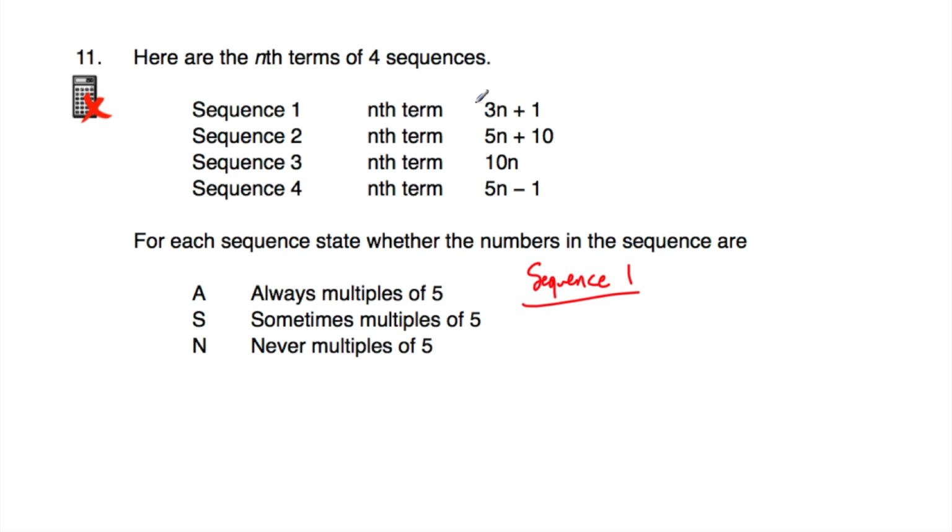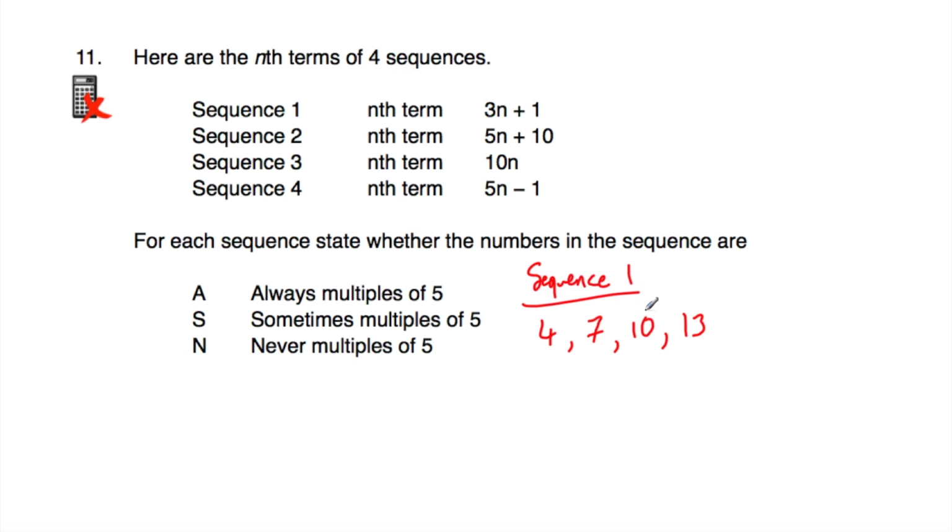So let's generate the terms of the sequence. So 3 times 1 is equal to 3, plus 1 is equal to 4. 3 times 2 is 6, plus 1 is equal to 7. 3 times 3 is 9, plus 1 is equal to 10. 3 times 4 is 12, plus 1 is equal to 13. And as you can see here, we've got our terms of our sequence, 4, 7, 10, 13.